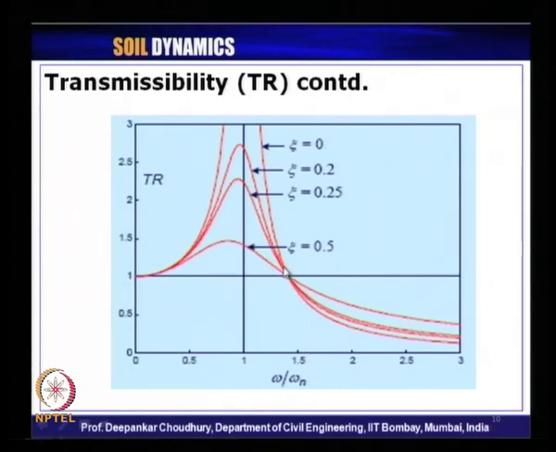And you can see there is another point where the transmissibility ratio becomes 1. So, you can check at which value of the frequency ratio the transmissibility ratio will become 1, irrespective of the value of the damping ratio. So, please do this assignment, check what is the value of R when transmissibility ratio becomes 1. If you solve, it is a very easy exercise. I can give you the hint.